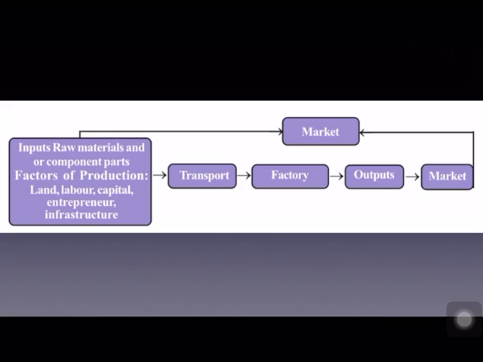Now, these raw materials are to be transported to the factories for starting production. You can see in the chart, they are being transported to the factory. And in the factory, manufacturing activity takes place. And after the manufacturing, production is ready to be sold in the market. That is called output. Output means production. After manufacturing activity, production is ready for sale in the market. That is called output.